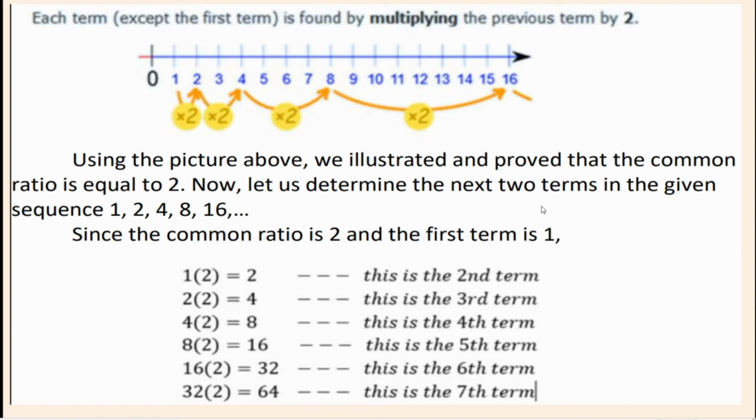Now let us determine the next two terms in the given sequence. 1, 2, 4, 8, 16, and so on. Since the common ratio is 2 and the first term is 1, 1 times 2 is equal to 2, second term. 2 times 2 is equal to 4, third term. 4 times 2 is equal to 8, fourth term. 8 times 2 is equal to 16, fifth term. 16 times 2 is equal to 32, which is the sixth term. 32 times 2 is equal to 64, which is the seventh term.